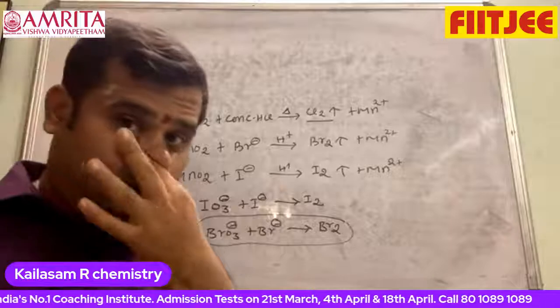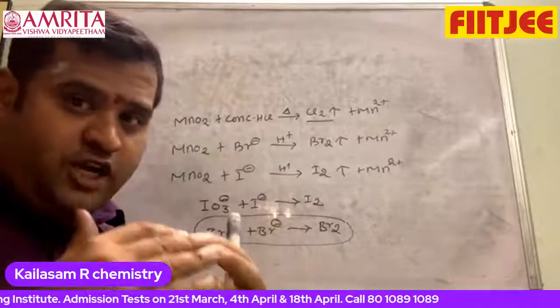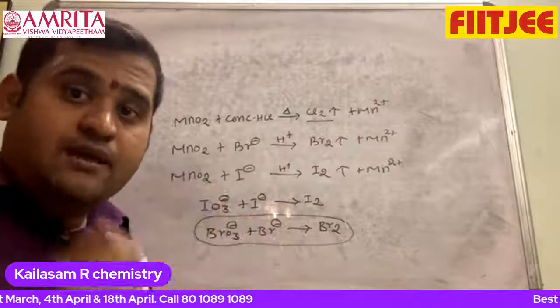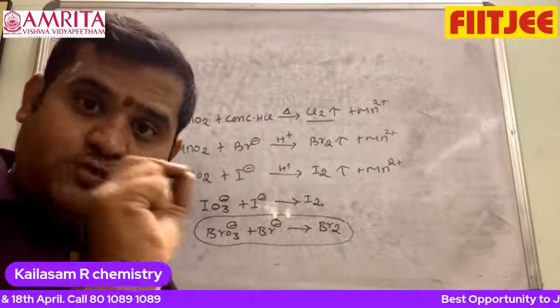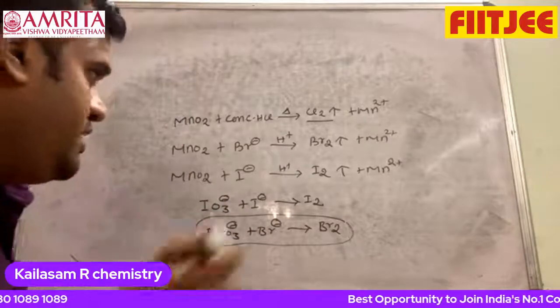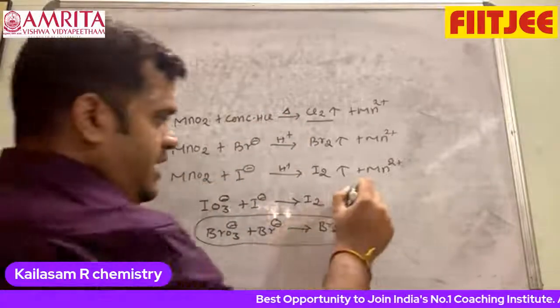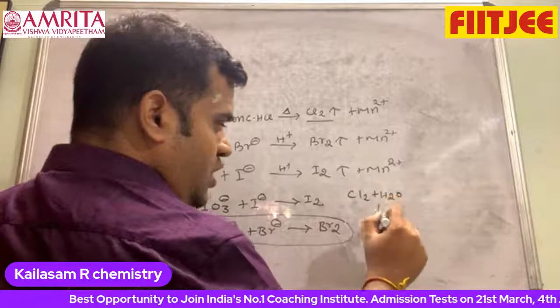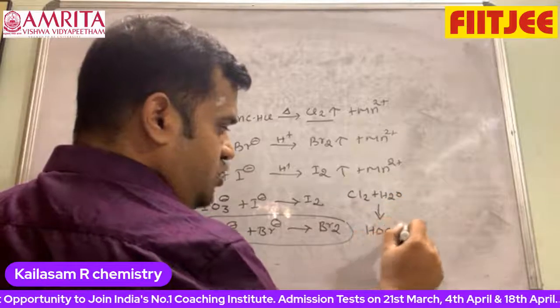And one more thing, chlorine water. They may say the chlorine water loses its yellow color on standing. Why? Because it slowly undergoes a disproportionation reaction. That means we know that chlorine water means what? I can take it as Cl2 plus water. It loses yellow color because of the formation of what we can say, HOCl plus HCl.